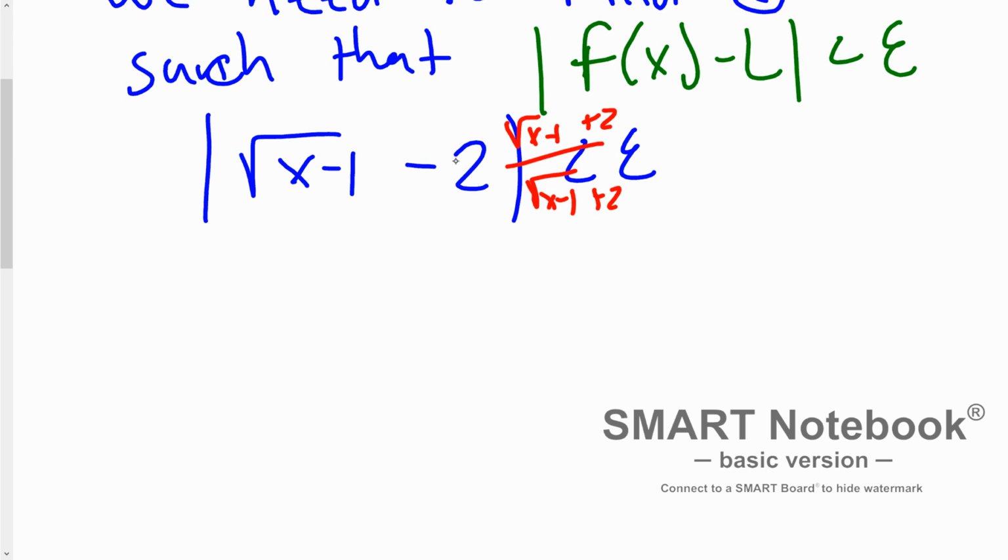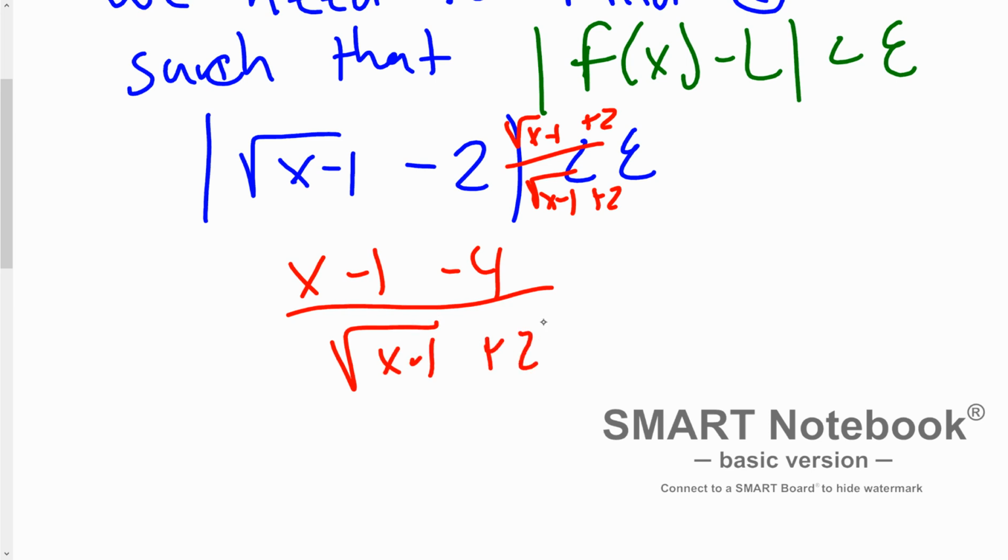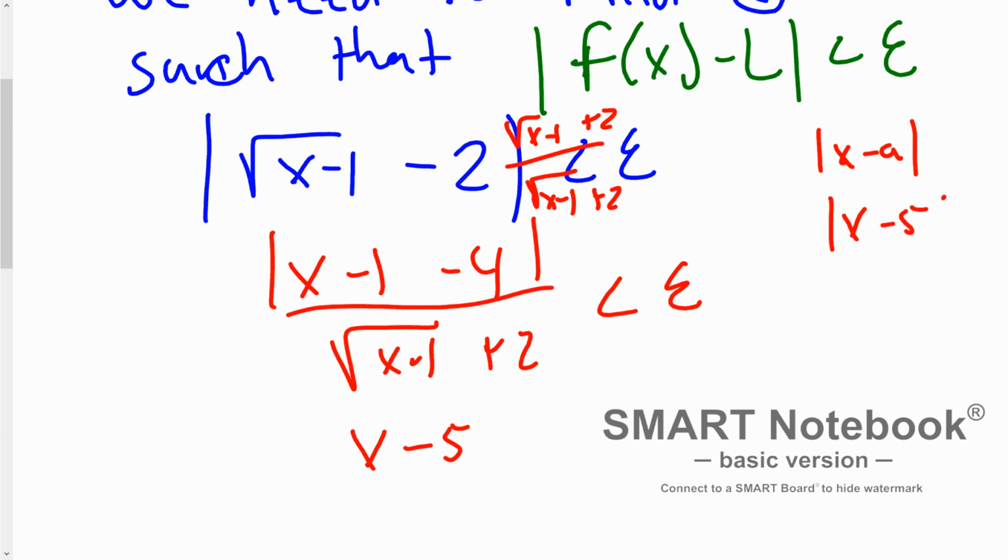Okay, so on top is just first times first, which is just that, and last times last, which is just that, and then on the bottom it stays the square root of x minus 1 plus 2. Okay, and that is less than epsilon. Now we can simplify this as x minus 5, which you can see is kind of what we want, because that's our x minus a, and x minus a is x minus 5 because our a is 5. So it kind of starts to look like that.